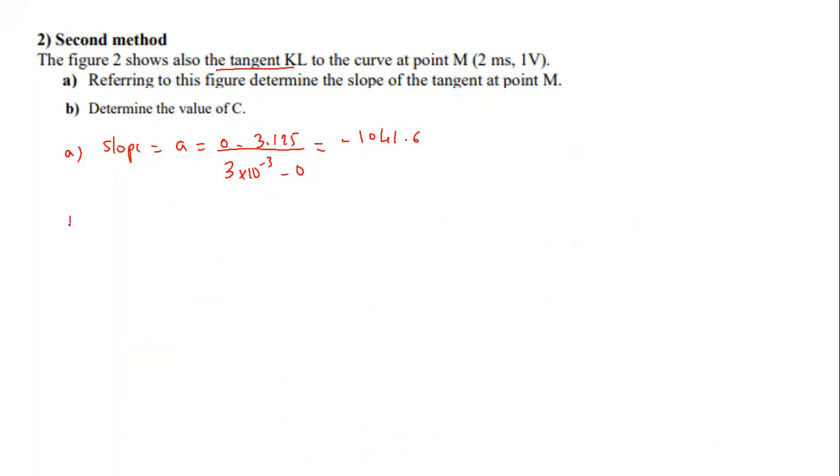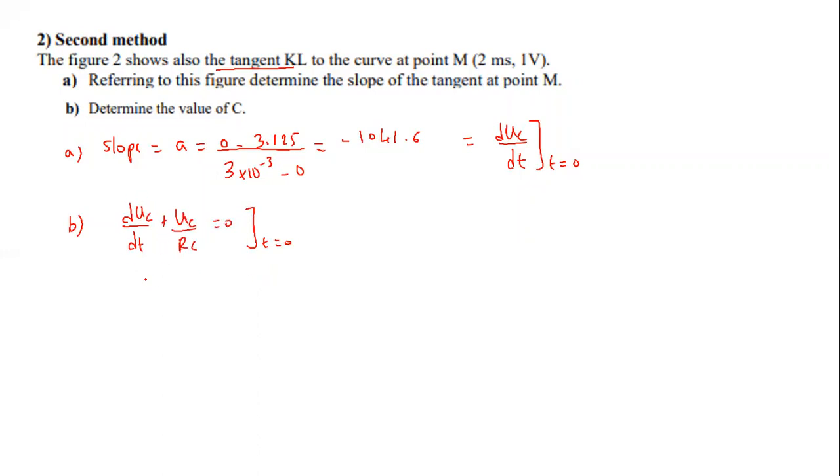Determine the value of C, part B. In order to find the value of C, we can use the differential equation. Why? We know that the slope of the tangent is equal to the derivative duc over dt. So at t equals 0, we'll use the differential equation we already have: duc over dt plus uc over RC is equal to 0. Now at t equals 0, we will find duc over dt.